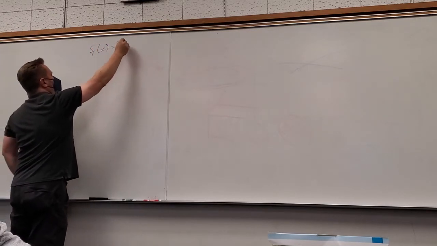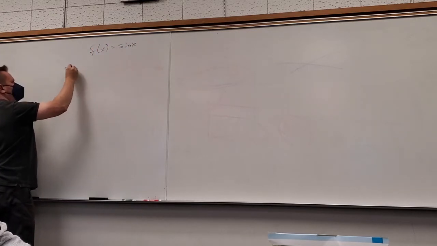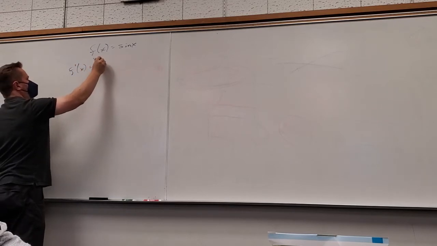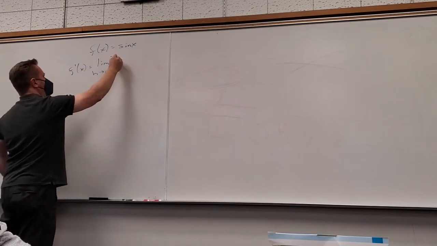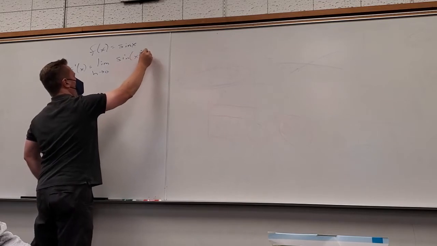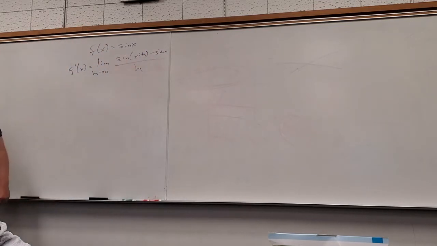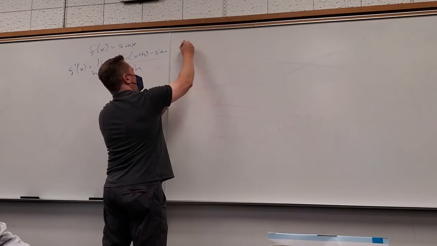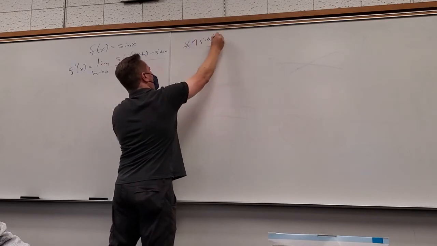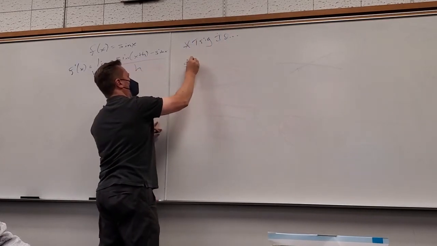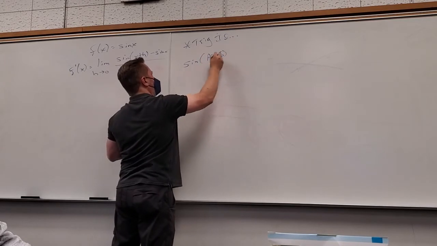So if I wanted to figure out f prime, I would do this. Does that look like, can you multiply by the conjugate? That wouldn't help me. Can you factor? What can we do with this? What is the trig identity for sine of a plus b?